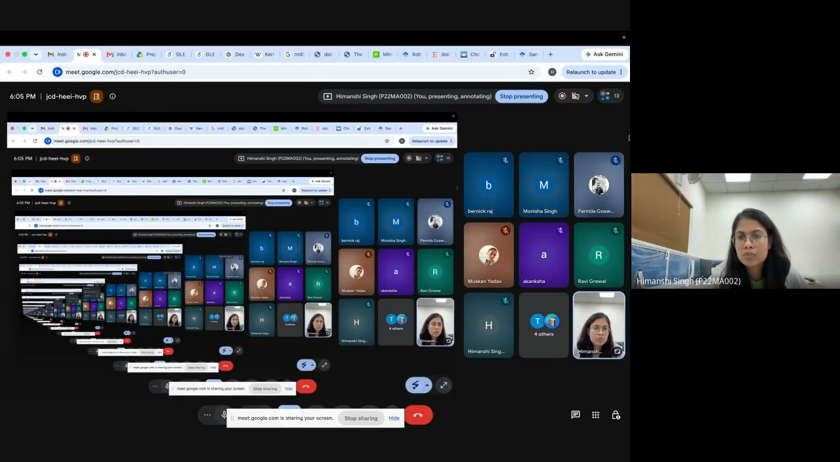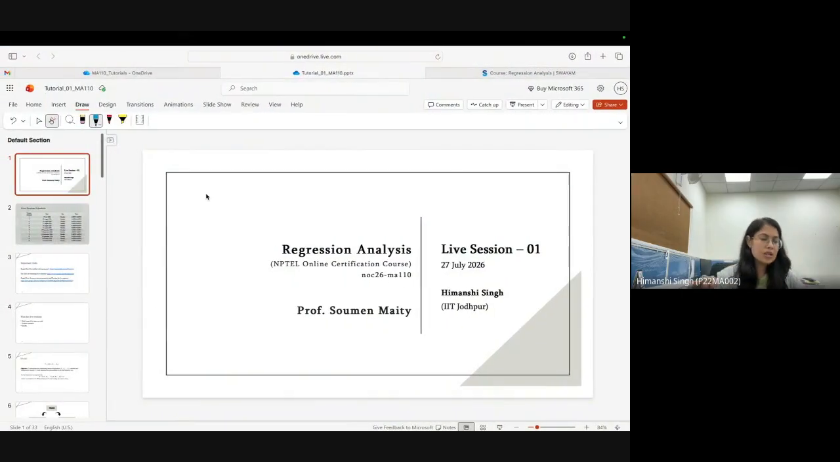Okay, so we'll start the session now. First, let me introduce myself. My name is Himanshi Singh. I am currently a PhD scholar at the Department of Mathematics, IIT Jodhpur, and I am pursuing my PhD in the broad area of probability and statistics. Also, I'm your TA for the course Regression Analysis, which is currently running on the SWAYAM portal, and Professor Soman Mehta is taking it.